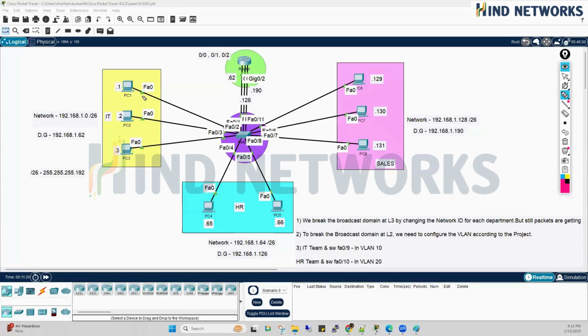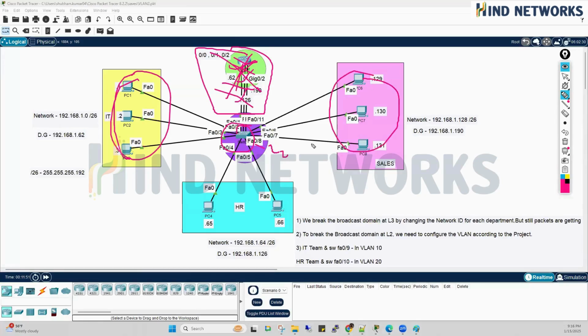Now, all the PCs are connected with the switch, that is the L2 switch. This is connected with another switch, and this is connected with another switch. Now, what we need to do is make communication possible. The first thing, if I remove this part, can you make communication possible with the help of this L2 switch from this network ID to this network ID, or from this department to this department?